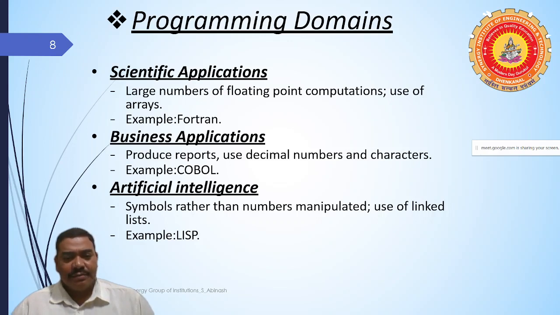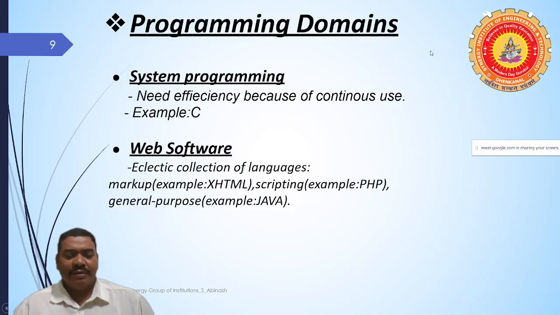Artificial intelligence. So when you think of analytic machines, you want to design some analytic machine, this is artificial intelligence. It uses symbols, various symbols are used for search, use of linked lists. So the suitable language is Lisp, that is list instruction set processing, a programming language. Nowadays we are using Python usually for artificial intelligence programming. So this is another domain of programming. Next domain is system programming.